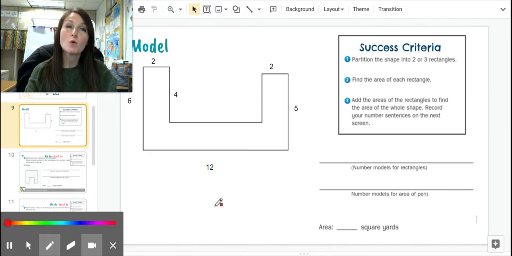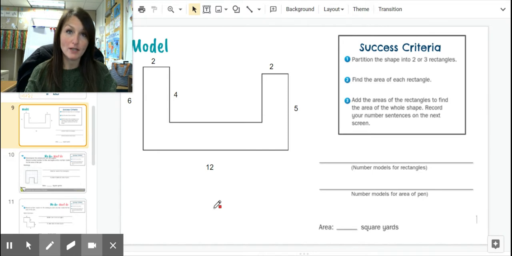Now, there is more than one way that you could solve this. My success criteria today says to partition, which means to break apart again, the shape into 2 or 3 rectangles. So here it looks like I have several different choices. I think I'm going to have to do 3 different rectangles here. So then I have to find the area of each rectangle. So, how could I do this?